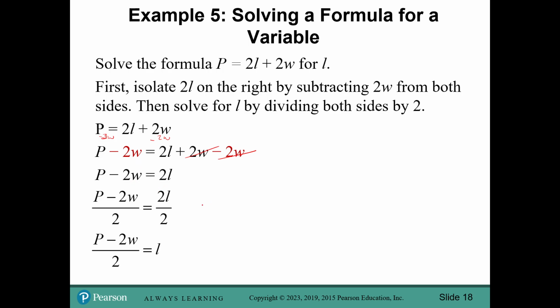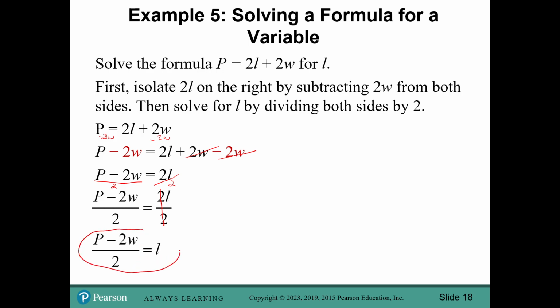Now to get L fully by itself, I need to divide by 2. I need to divide this whole thing by 2. That's usually where I see the mistake. Sometimes people will only divide one of the two by 2. You got to divide the whole thing by 2. Divided the whole right side by 2, so divide the whole left side by 2 as well. So what I'm looking at here is P minus 2W over 2 equals 2L over 2. That 2's going to cancel that other 2 out there, so that L itself equals P minus 2W over 2.